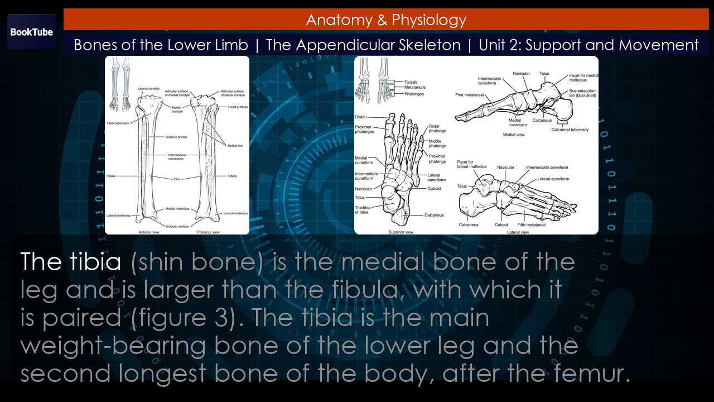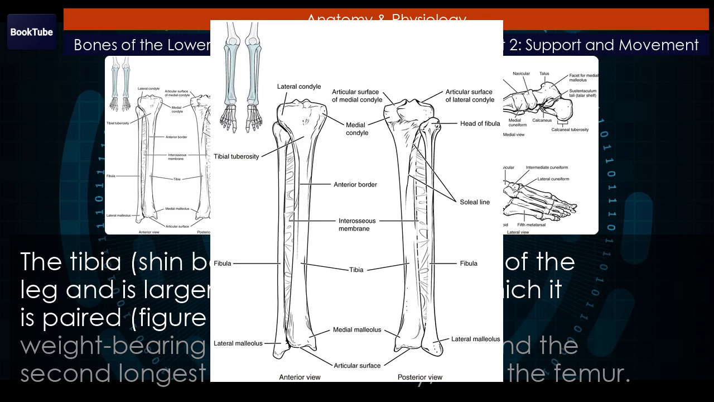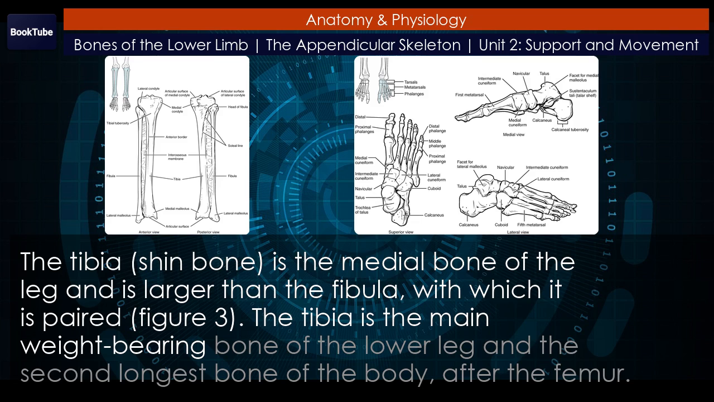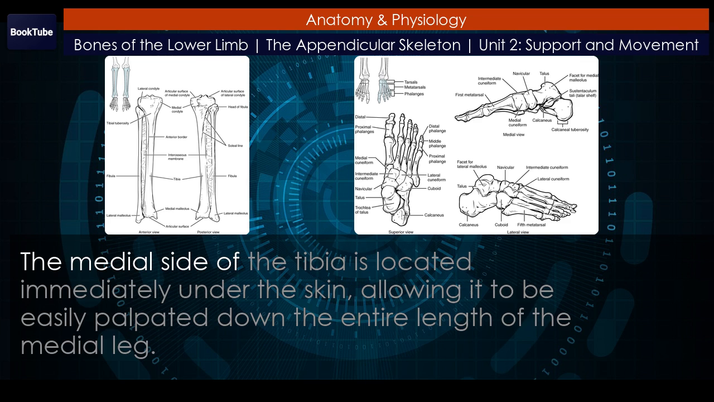Tibia. The tibia, shin bone, is the medial bone of the leg and is larger than the fibula, with which it is paired. Figure 3. The tibia is the main weight-bearing bone of the lower leg and the second longest bone of the body, after the femur. The medial side of the tibia is located immediately under the skin, allowing it to be easily palpated down the entire length of the medial leg.